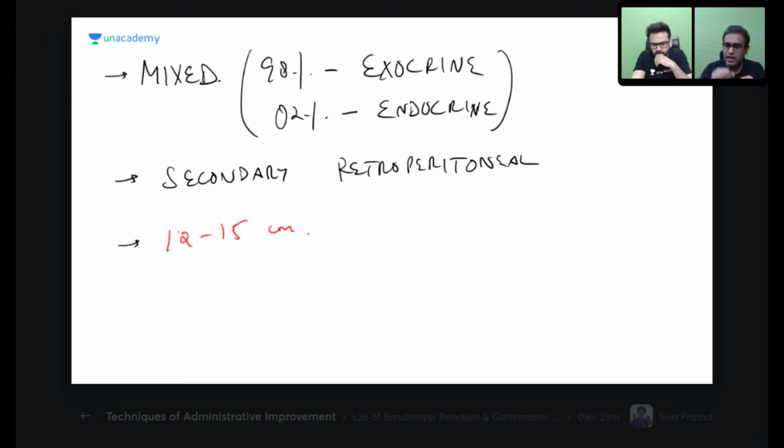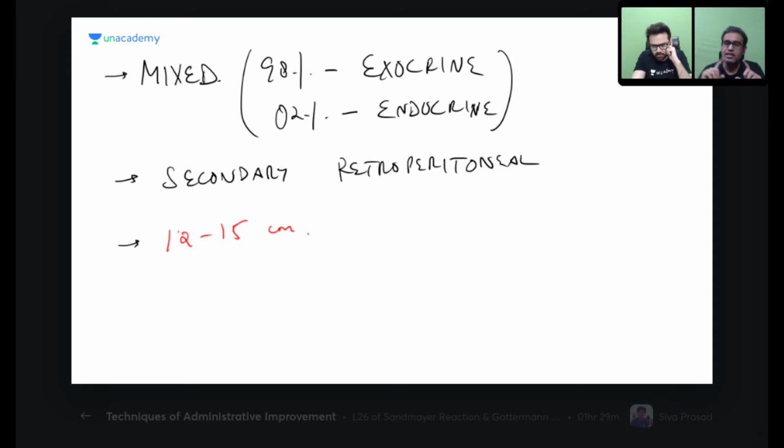So these were the organs which were pushed behind, and they are now called secondary retroperitoneal because their peritoneum has now fused with the posterior peritoneum. They are retro, but they are secondary. So what does it mean? It means that the secondary retroperitoneal organ would be anterior to the primary retroperitoneal. It means pancreas is in front of kidney.